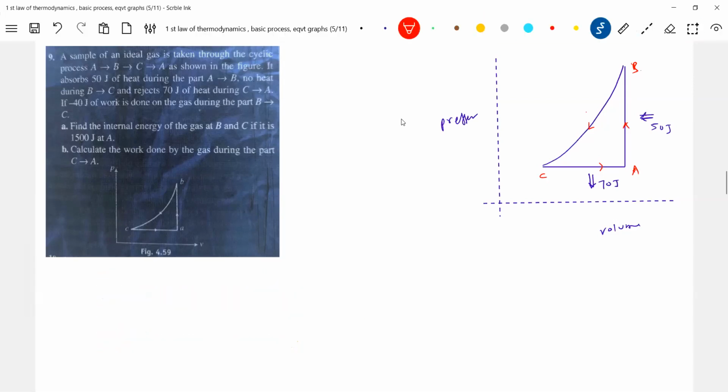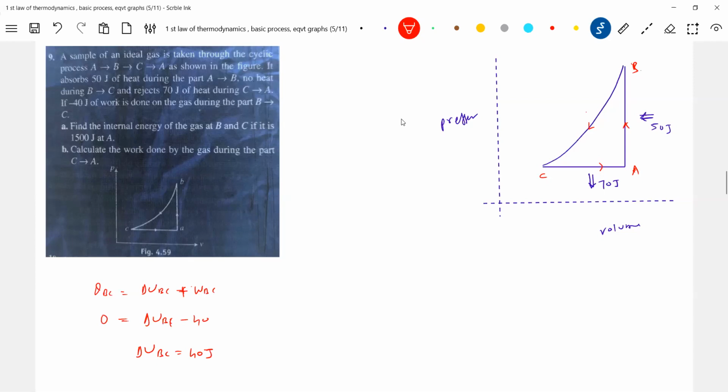Okay, let's take the individual one first, QBC. What is QBC given? No heat during BC, put 0. Work done from B to C is minus 40. So what is delta UBC? It should be equal to 40 joules. Okay, I agree with this. Next, again come to this one.